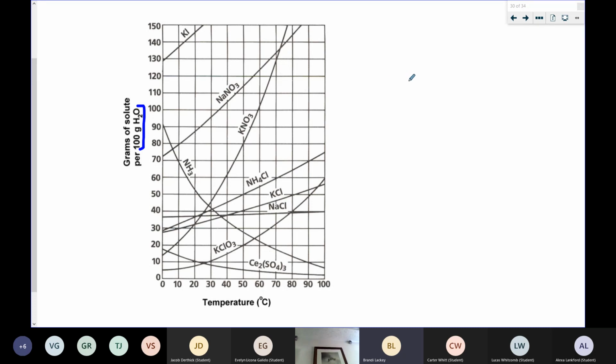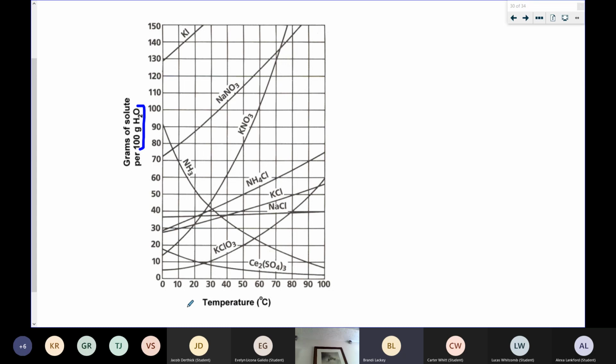Remember, each curve, each line is a different substance. So you guys have kind of seen all the questions that could be asked about this. It might say how much ammonium chloride can dissolve at 60 degrees Celsius. We'd say, okay, well, ammonium chloride is NH4Cl. That's between 50 and 60, so I'd probably say about 55 grams.